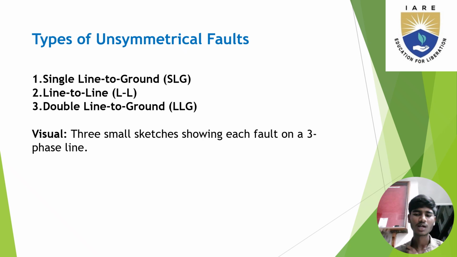Types of unsymmetrical faults. Single line to ground, SLG. Line to line, L-L. LLG means double line to ground. So the three types are single line to ground, line to line, and double line to ground.